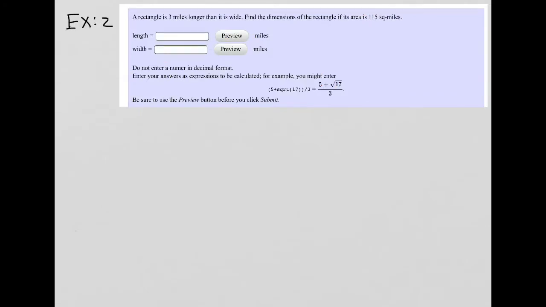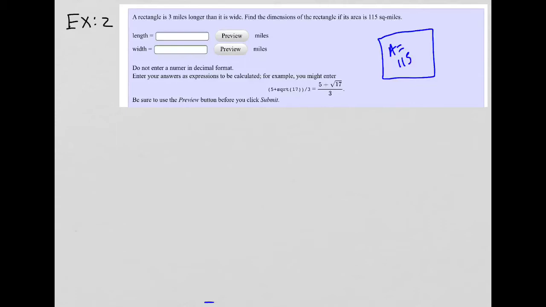Okay, in this example, it says a rectangle is 3 miles longer than it is wide. Find the dimensions if its area is 115 square miles. So I like to start with a drawing. A nice drawing. Okay. And they're telling me that the area equals 115.